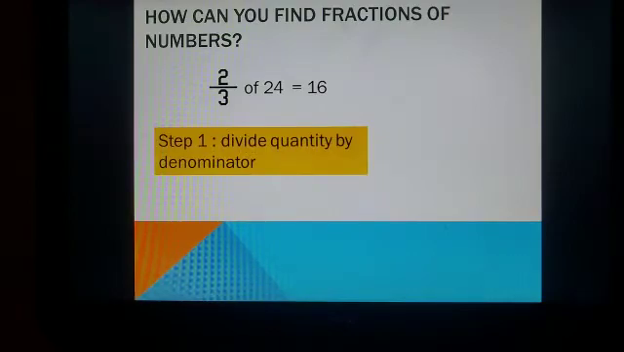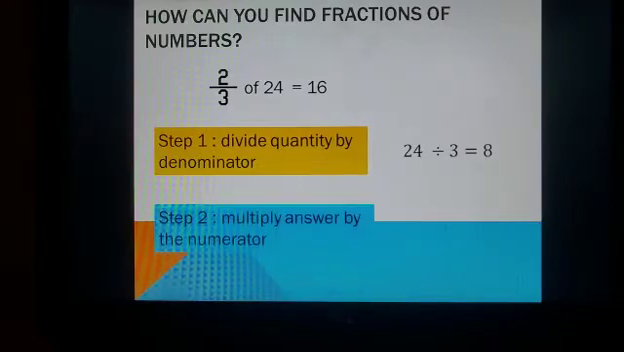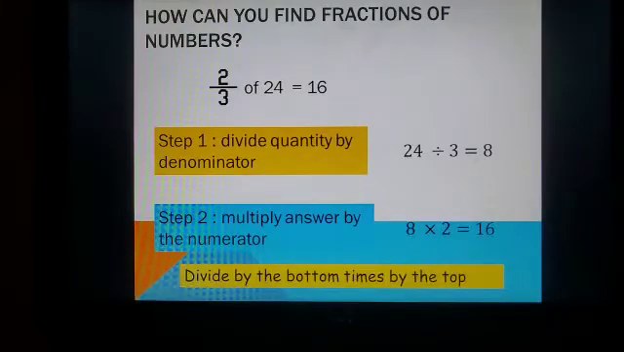Step 1, divide the quantity by the denominator. Step 2, multiply your answer by the numerator. Remember to divide by the bottom, times by the top.